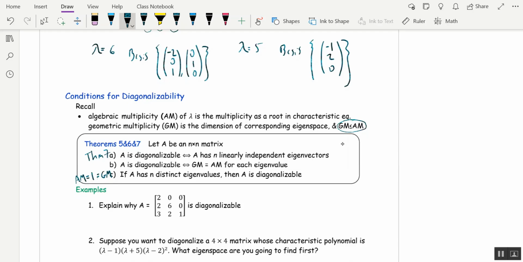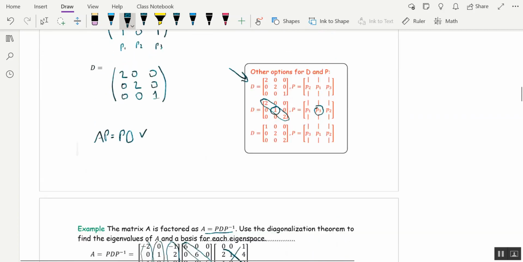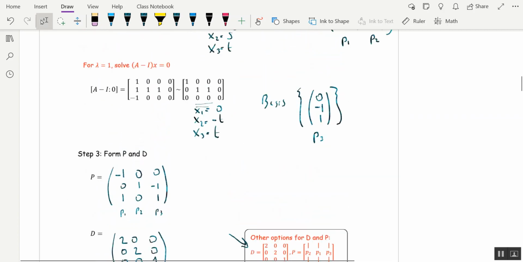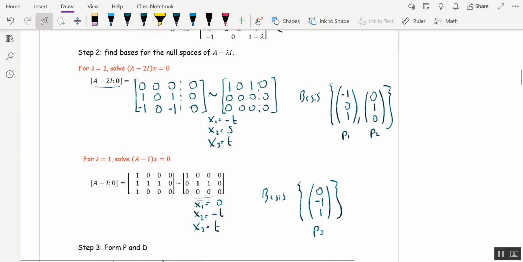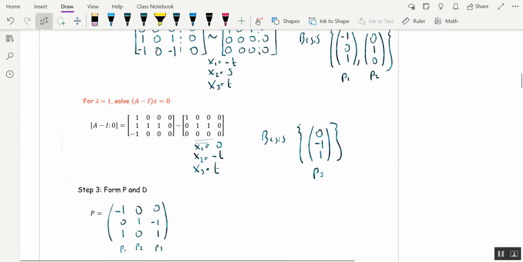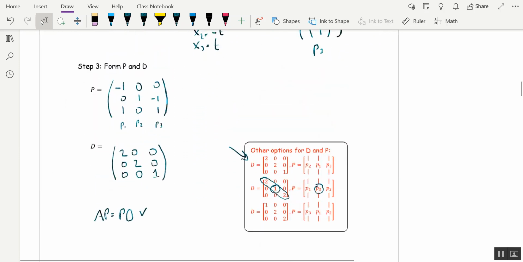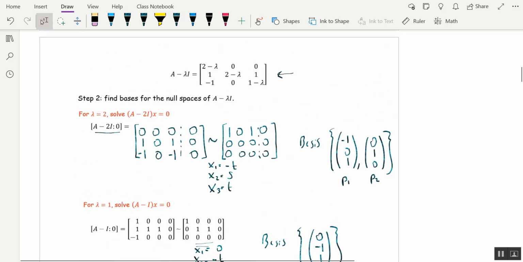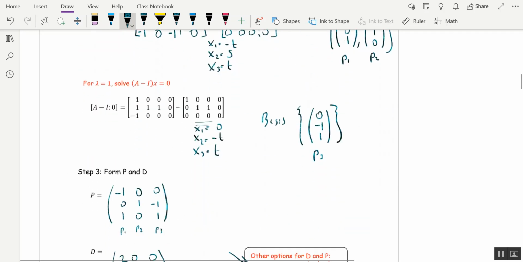And that's not an if and only if. If A doesn't have n distinct eigenvalues, it doesn't mean A is not diagonalizable. For example, up here, we only had 2 eigenvalues, 2 and 1, and yet our matrix was diagonalizable. And the reason was that the AM of lambda equals 2 was 2, but so was the GM, because I had 2 vectors in my basis.